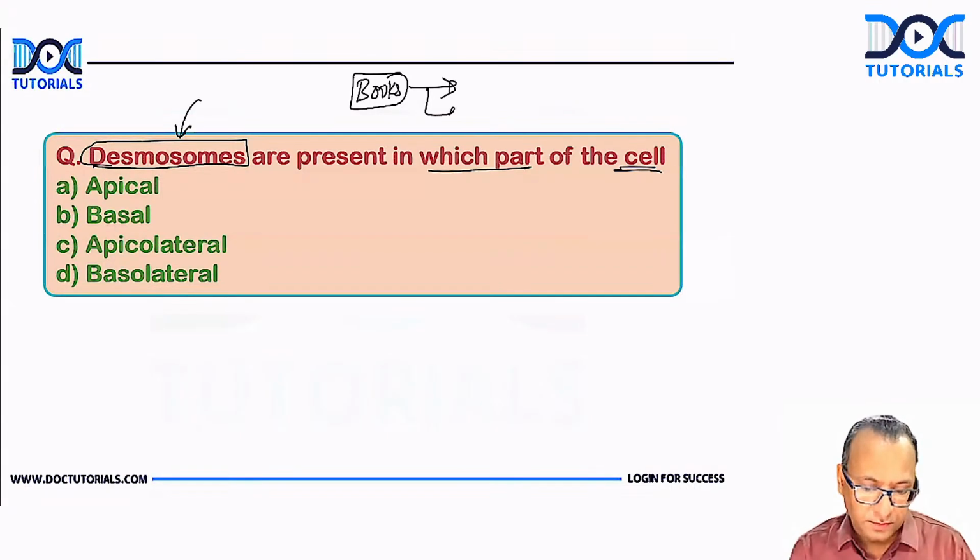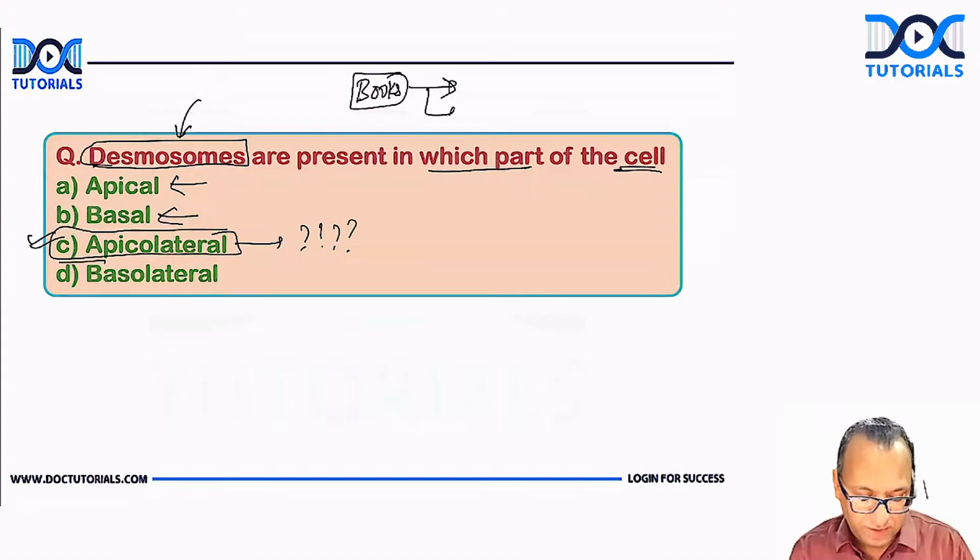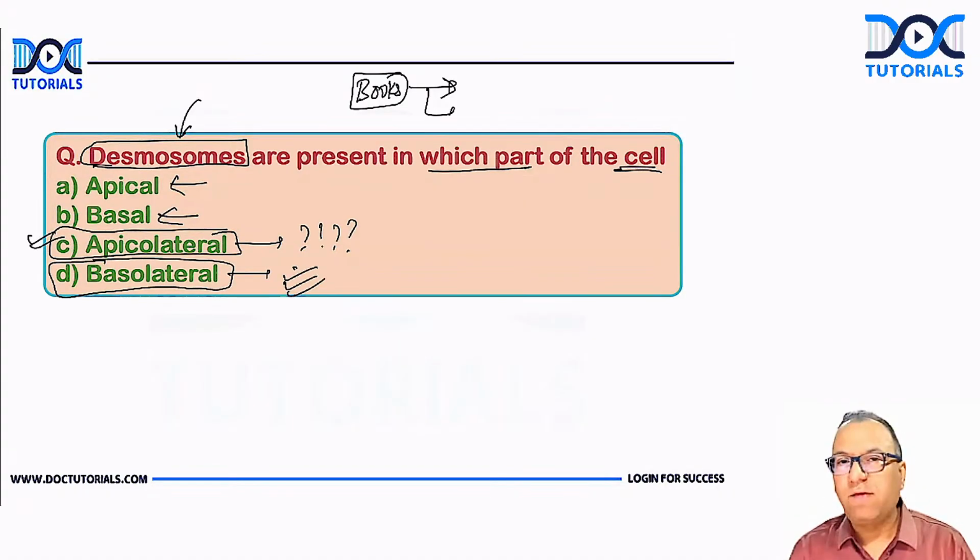You're asking about desmosomes. Desmosomes are cell junctions, and these cell junctions are holding cells to each other. So where should they be? Are they apical? Are they basal? Apicolateral is not an exact term. It can always describe the details. Basolateral is a better term, actually. So you have to use the terminology which is used in books, and should not derive your own terminology. So what do you think is the answer?